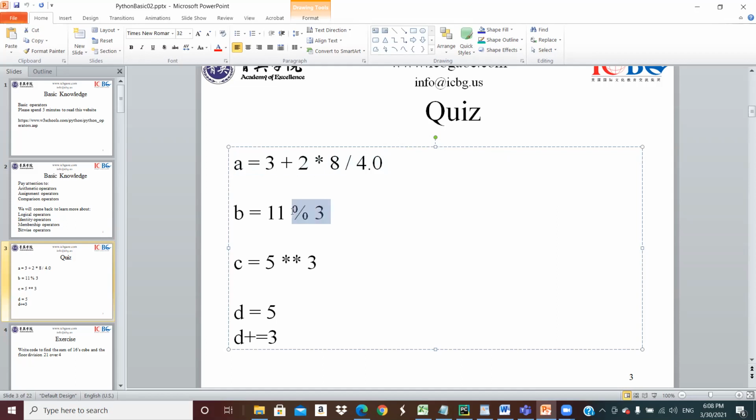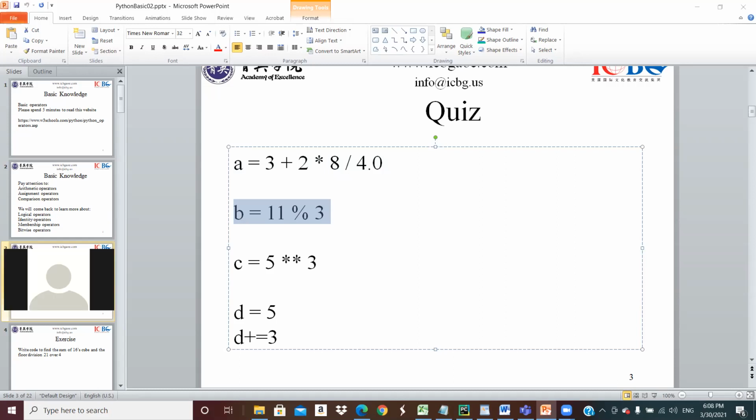Good. So can anyone tell me what the result for B is? Let me just put it in separate here. So what is B's value? Can you put your answer here in the chat window? Okay, I get one answer. That is the right one, 2.